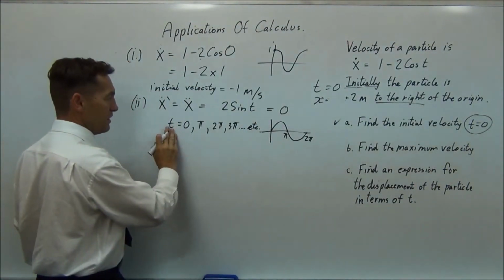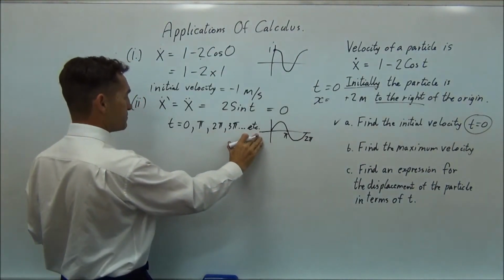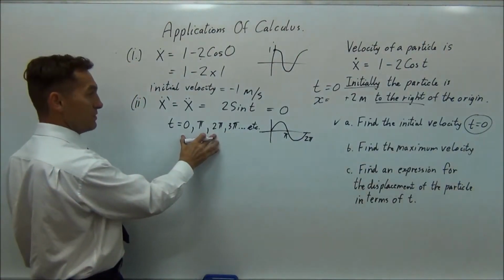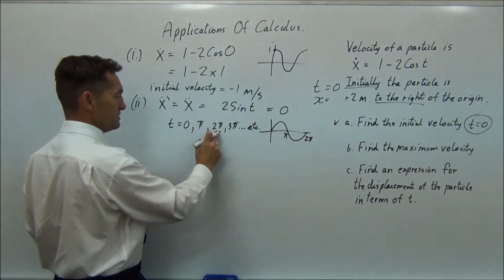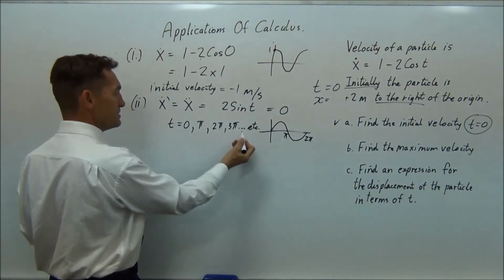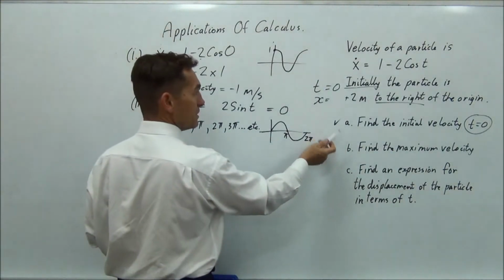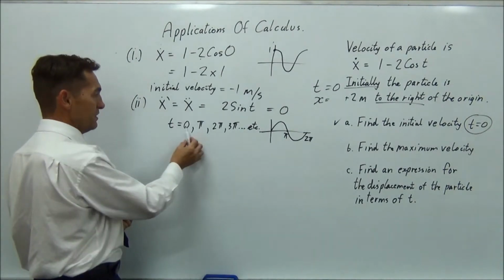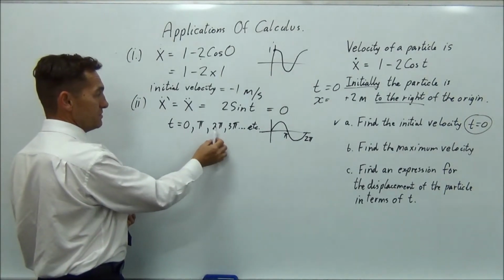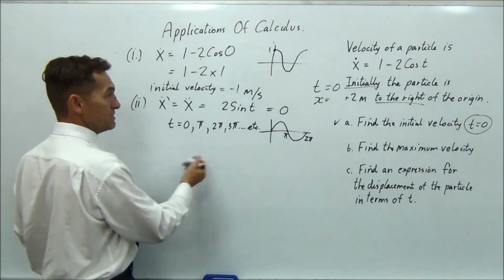So you're saying whenever these times happen, that's when you're going to get a maximum velocity at this point, this point, this point, this point. You can put any of those back into the velocity equation and you'll get the maximum velocity. So you can put 0 in, pi, 2 pi, 3 pi. Let's put them in and see what happens.